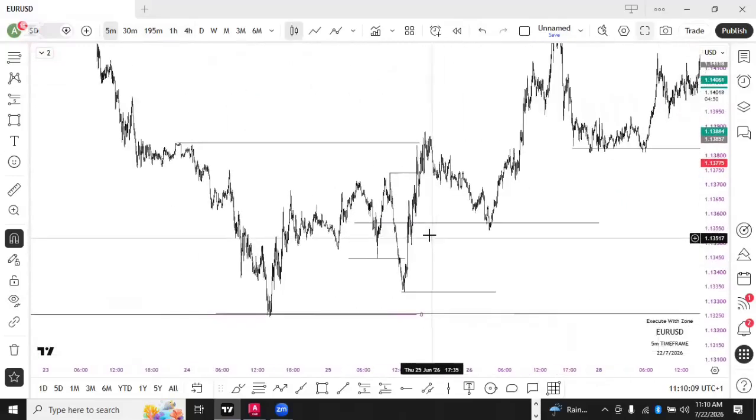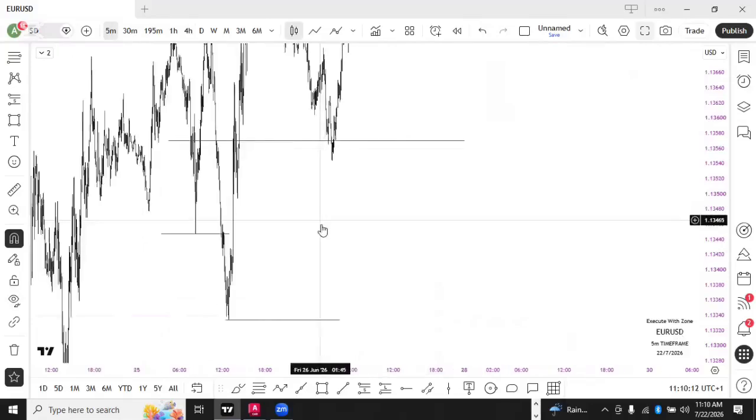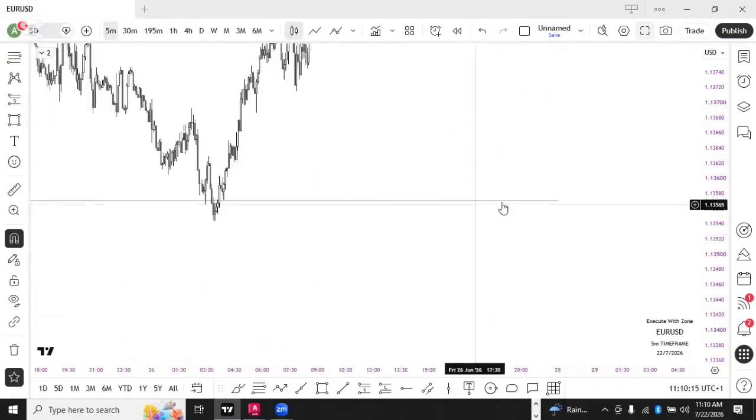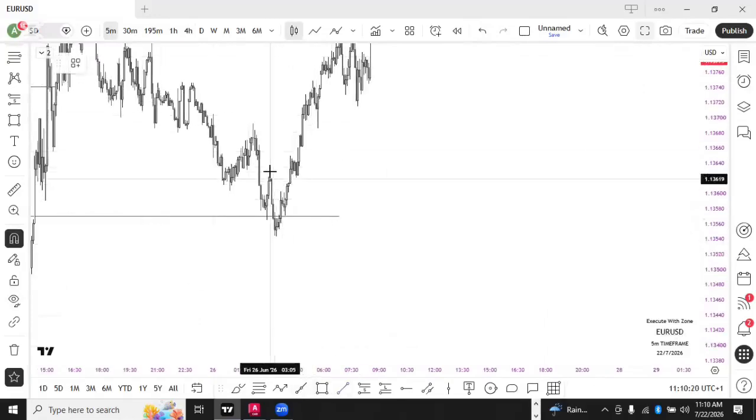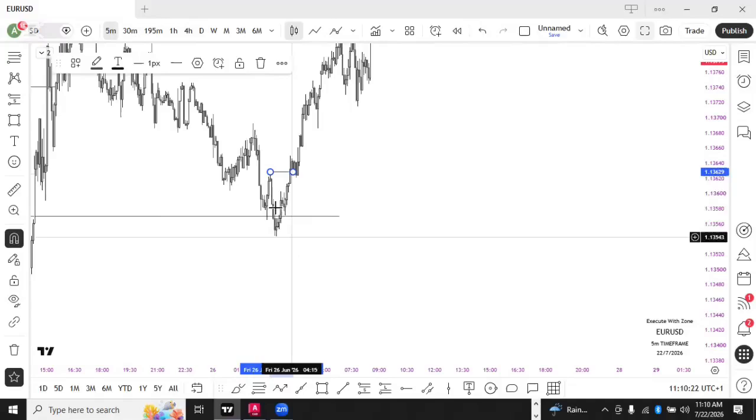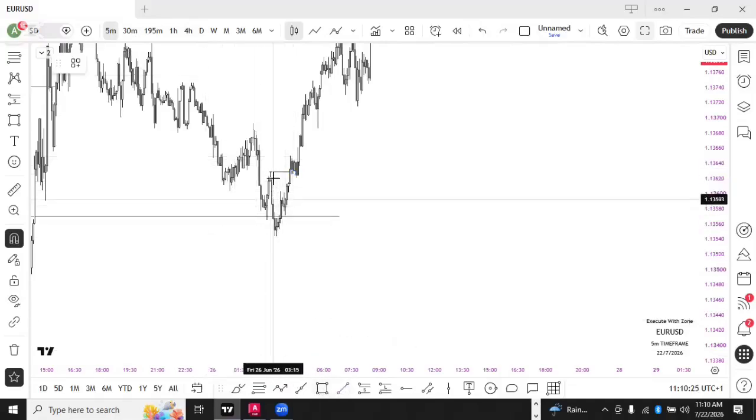Okay, you can see here now on 5 minutes, this is the level. So when price taps into it, what do you want to see? A structure shift. From here is a structure shift. Price takes out an internal high. This is our internal low, valid. It swept this, what? Liquidity.